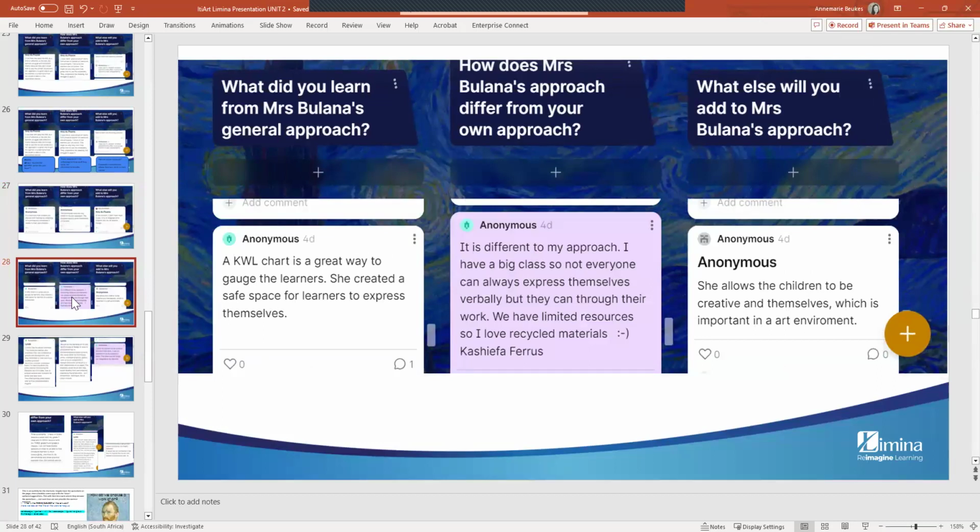I think this is the same, just talking about the big class sizes that we are dealing with in schools, and obviously limited resources. Yes, recycled materials are always a good way of creating beautiful art. There's nothing wrong with that. Even with a basic pencil and paper, you can create meaningful art.